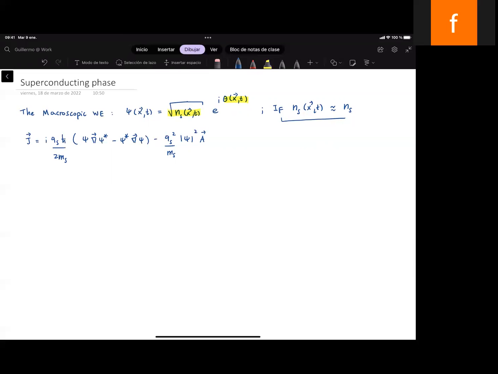And then, of course, here will appear a constant term. It is quite clear, no? Because of the modulus square of the psi. So in this case, this quantity is nothing but the density of charge carriers, which is constant under this approximation. But we need to know what happens with the gradient of psi.